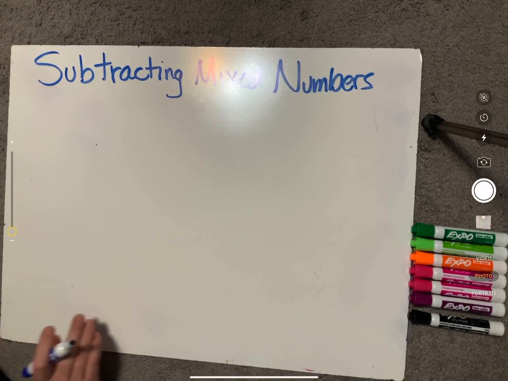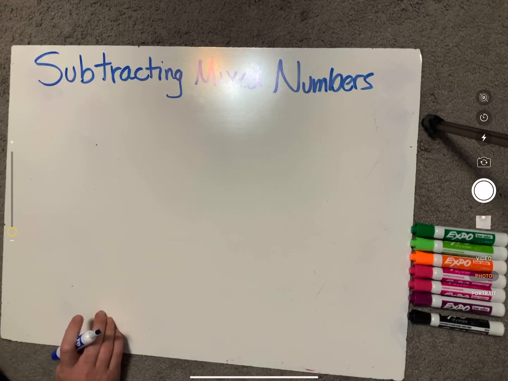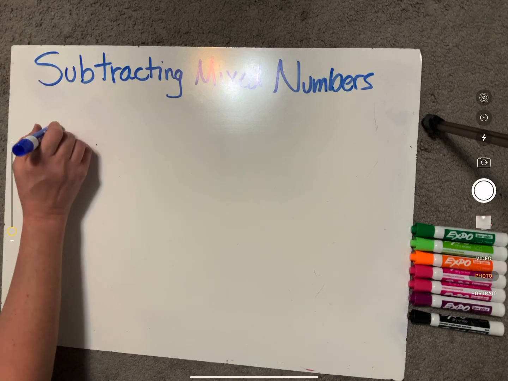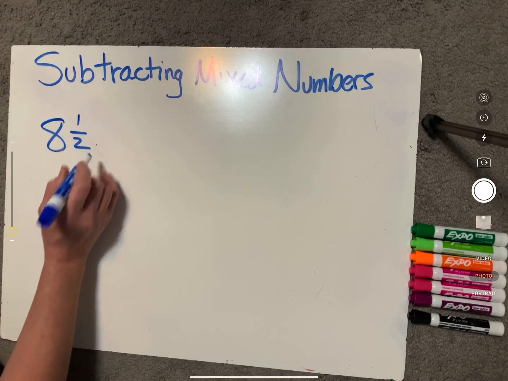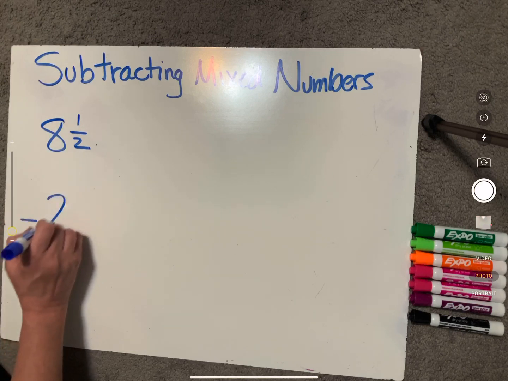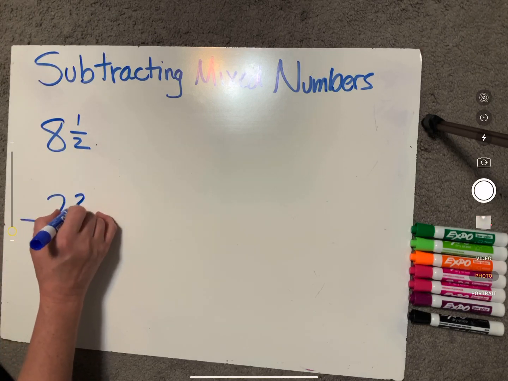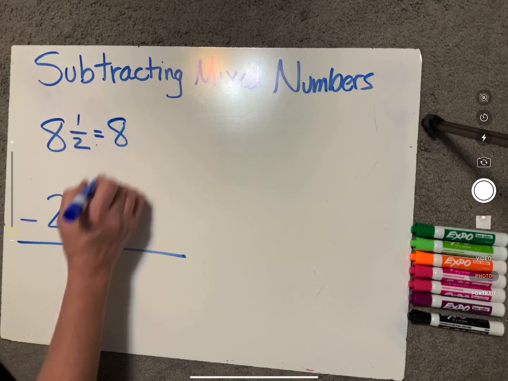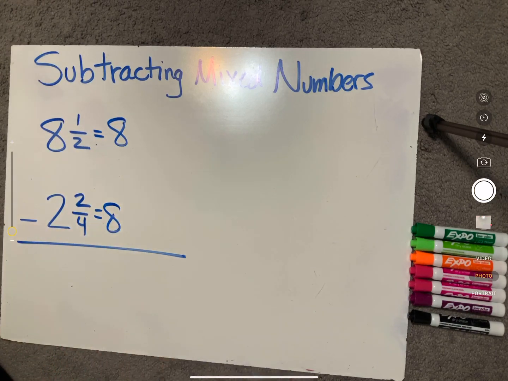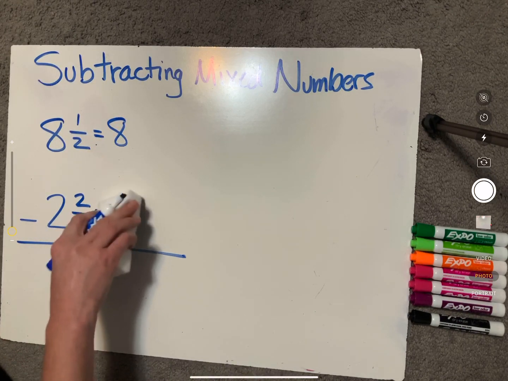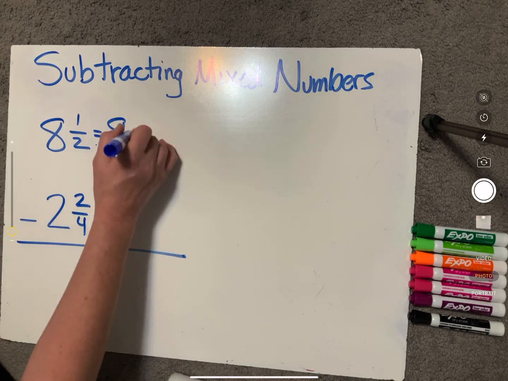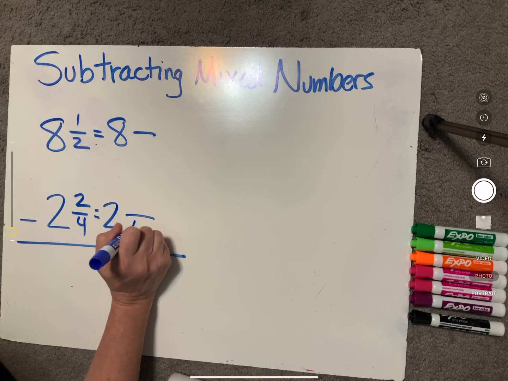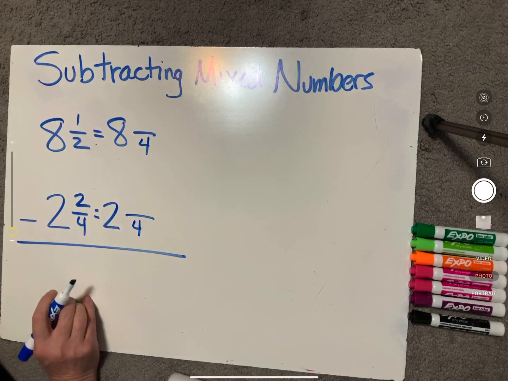Okay, let's try 8 1/2 minus 2 2/4. Okay, so again, we're going to transfer our whole numbers over here, 2. And then we have to decide what our common denominator is. This one, we're going to do 4. It's our lowest common denominator.